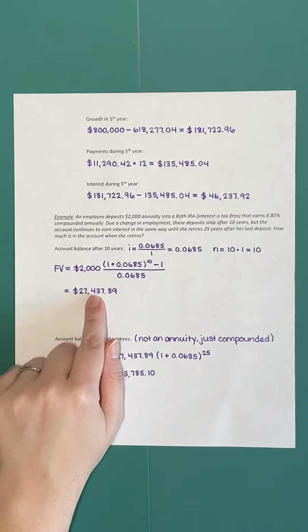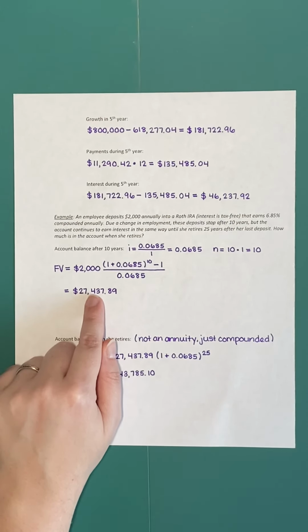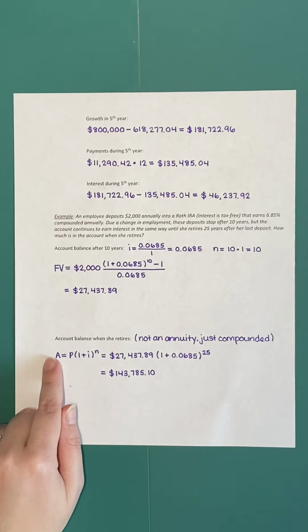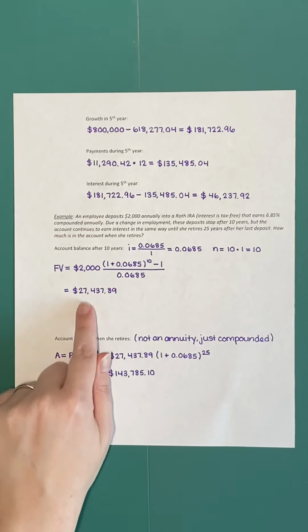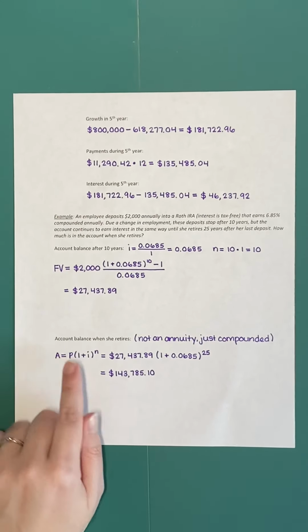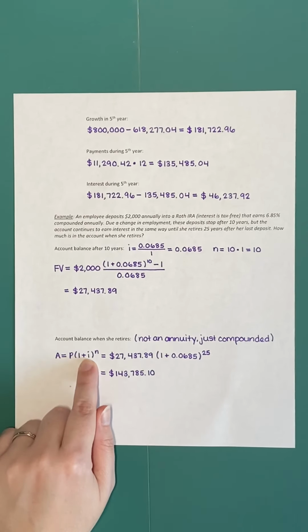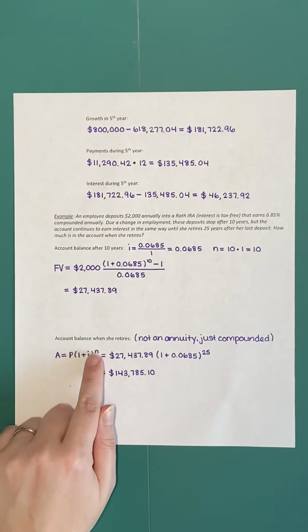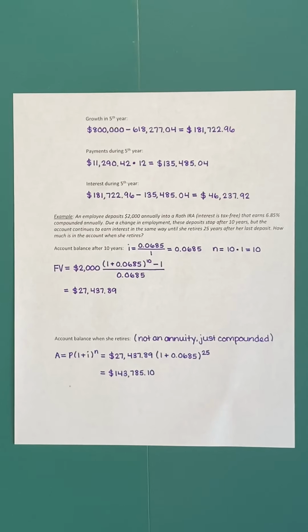So if we think of this as the principal for the account at the end of 10 years for the next 25 years, then we can just use the compound interest formula and use this as our value for P. Now, I does not change, but N does. Why does N change? Well, we're looking at a different length of time.